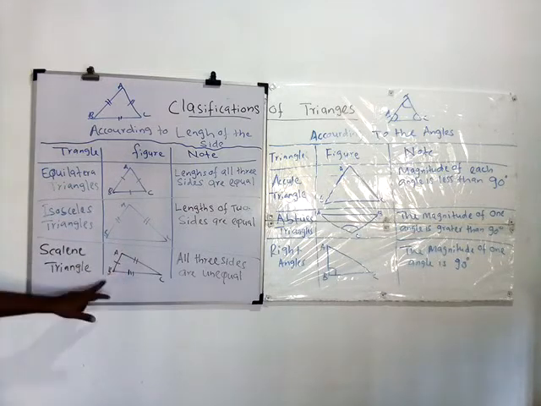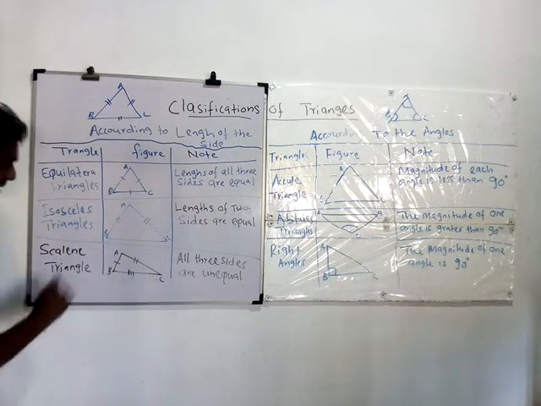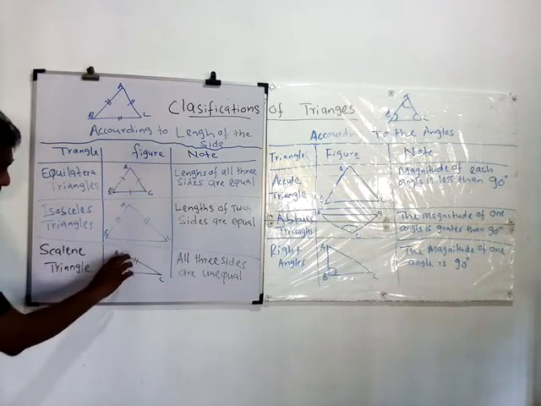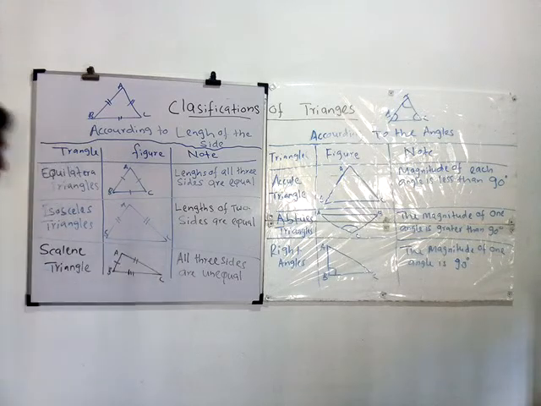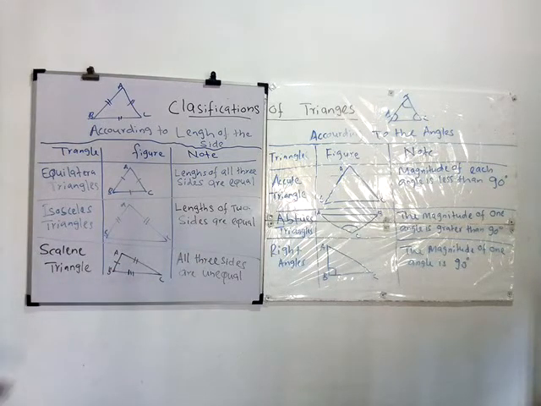Another one. See, triangle ABC is here, with side AB, side AC and side BC. You can see that these 3 sides are not equal to each other. That means all 3 sides are unequal. That type of triangle we call a scalene triangle. That is the classification of triangles according to the length of the sides. First, equilateral: 3 sides are equal to each other. Next, isosceles: two sides are equal. The other one is scalene: all three sides are unequal.